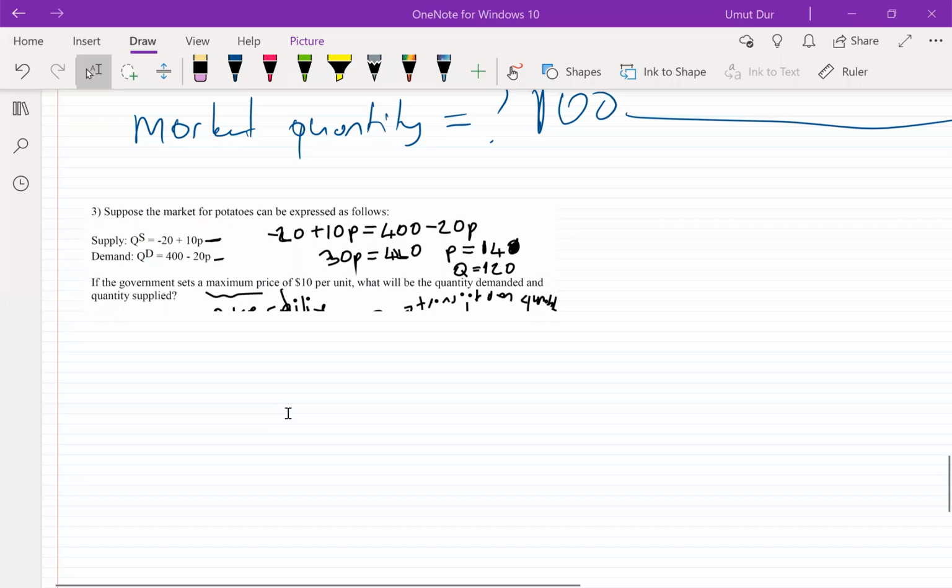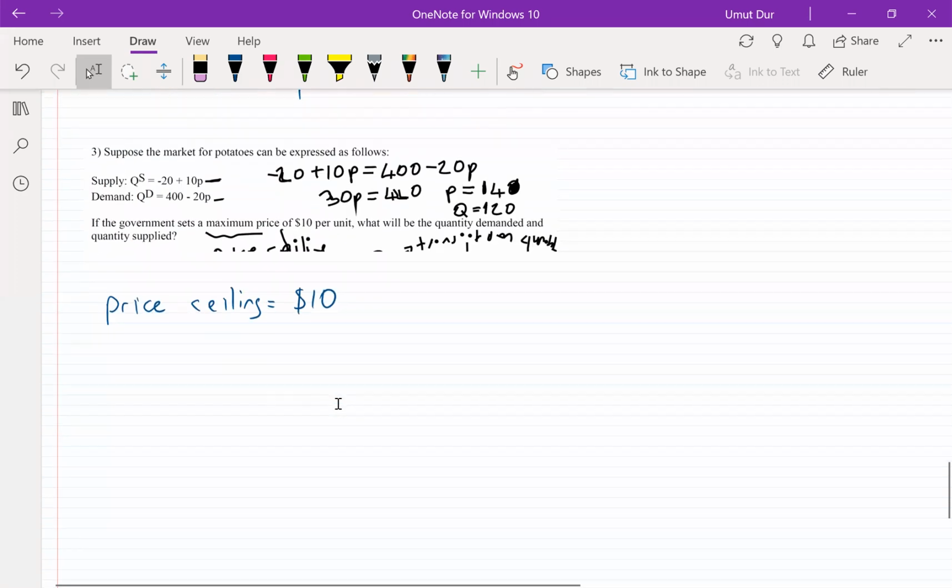So one of your friends asked me to go over question 3 again. Let me try to do it again here. In this question, it is giving us a price ceiling, which is the maximum price that can be charged, which is 10. You can see the screen, right? I just want to make sure.